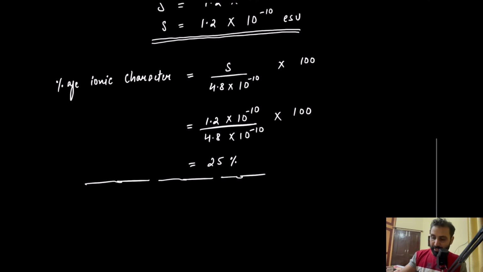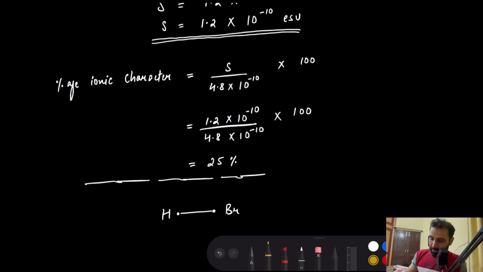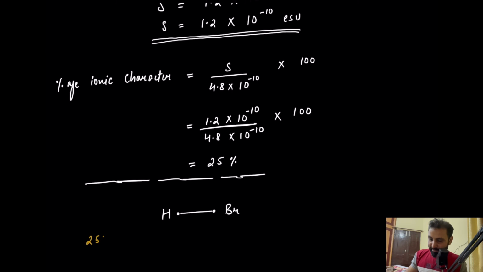So that means the bond between H and Br is 25% ionic in nature, or we can say it is 75% covalent in nature.